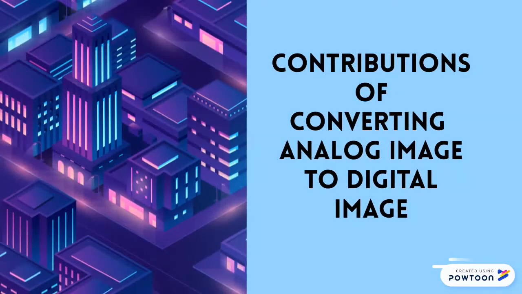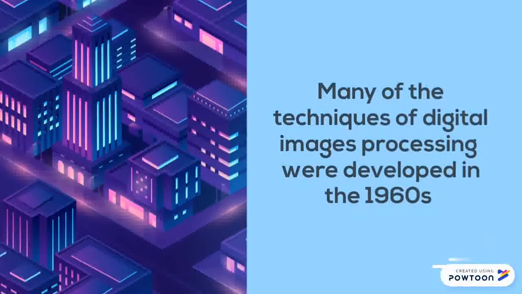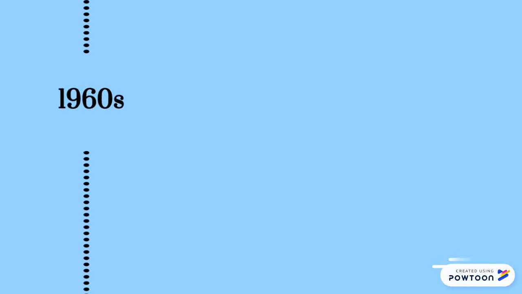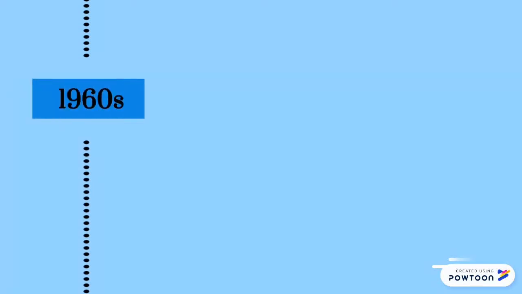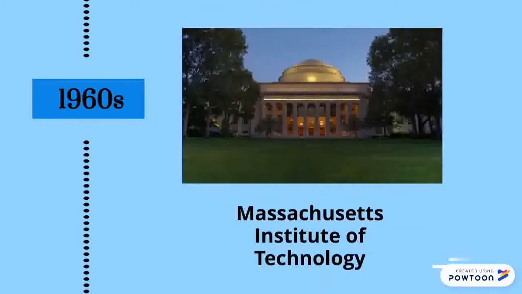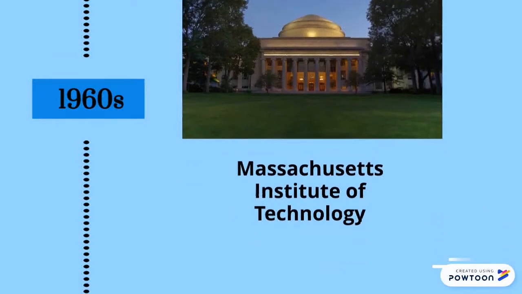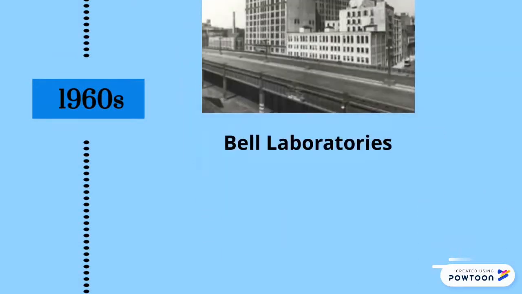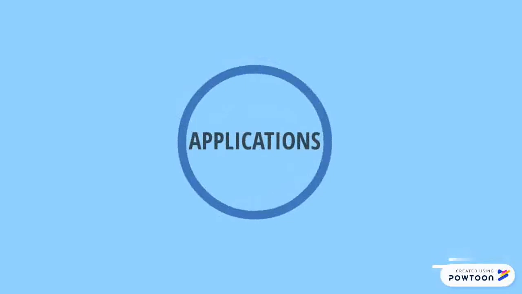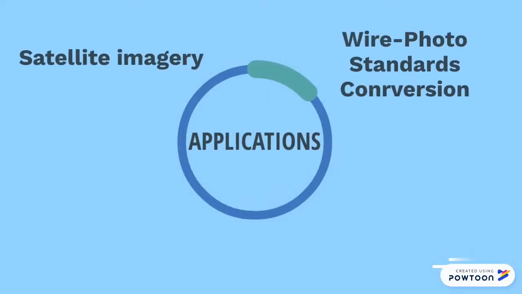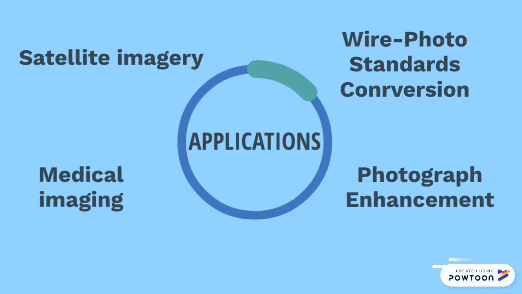Many techniques of digital image processing, or digital picture processing as it often was called, were developed in the 1960s at the Jet Propulsion Laboratory, Massachusetts Institute of Technology, Bell Laboratories, and the University of Maryland, with application to satellite imagery, wire photo standard conversions, medical imaging, and photograph enhancement.